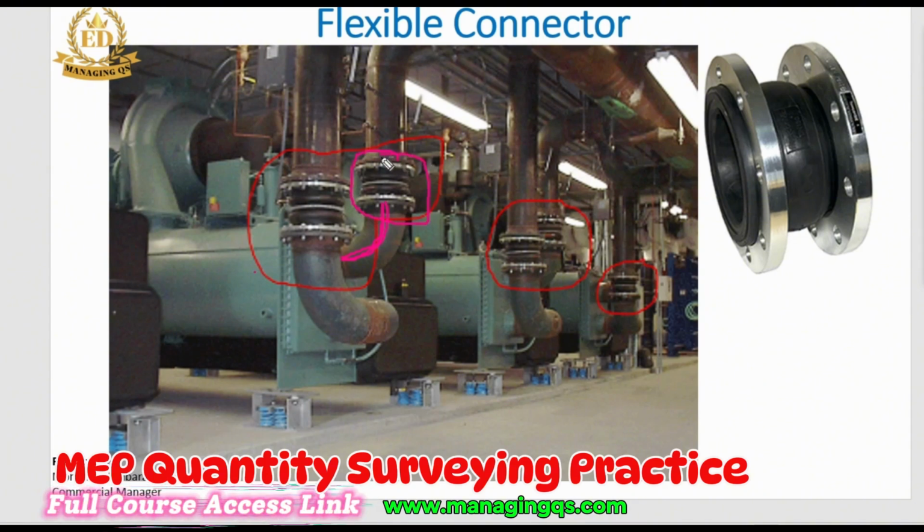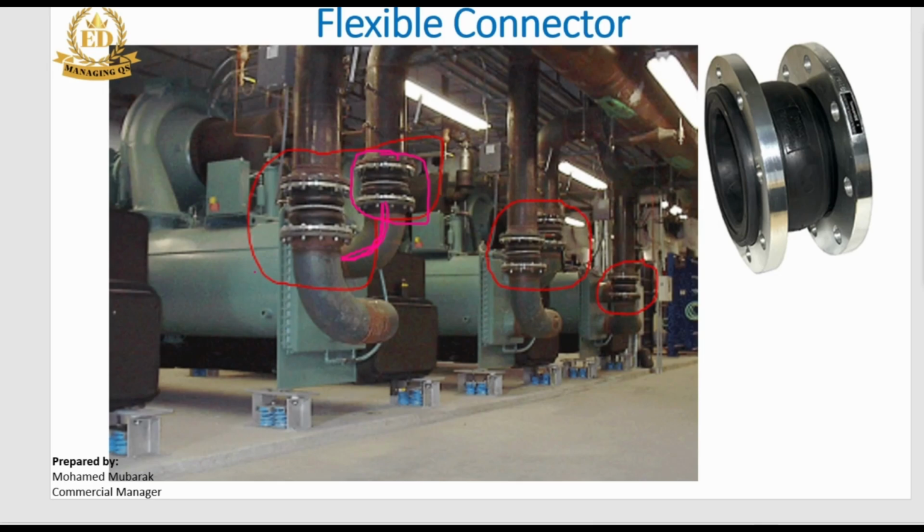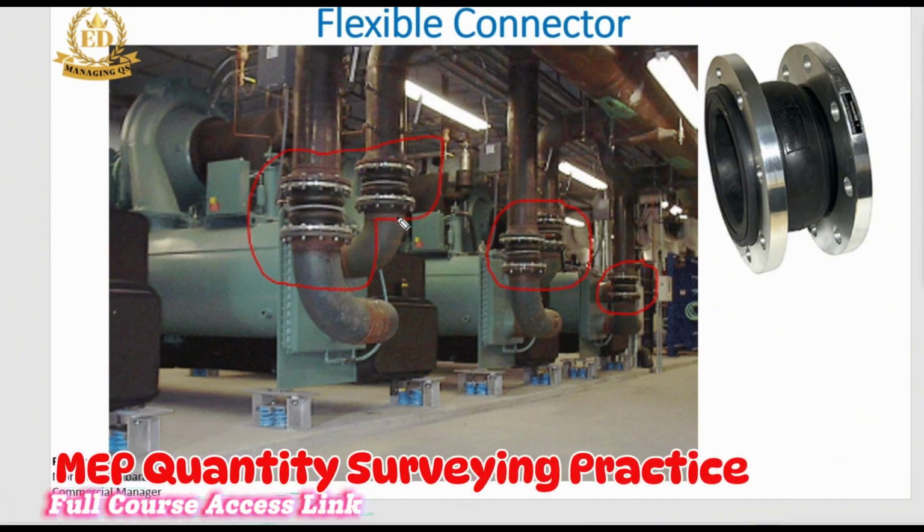The main function of this flexible connector is providing flexibility for the critical point. These are very critical points, because high pressure occurs at this point, and vibration is also produced. So it also acts as a vibration absorber. That's why we use this type of flexible connector for the critical point.